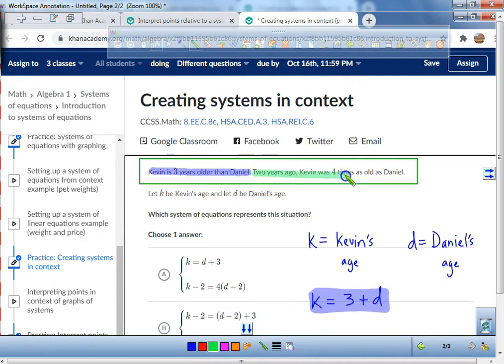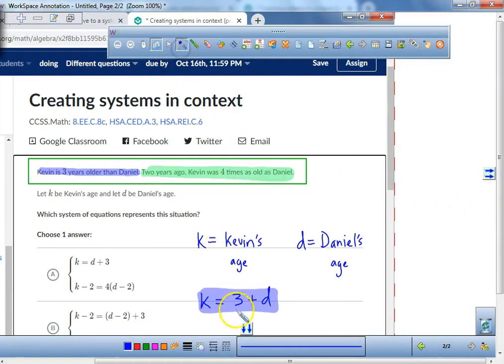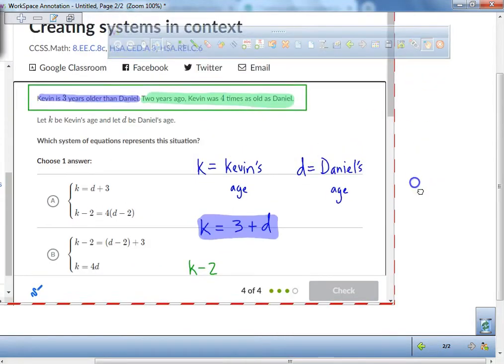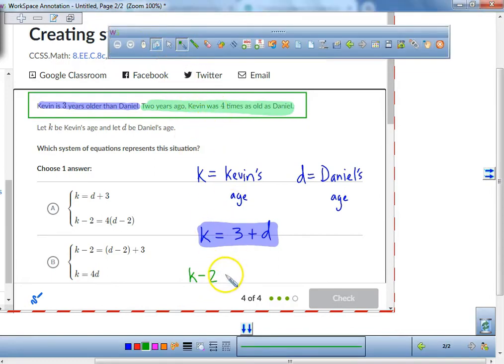2 years ago, would you guys agree that Kevin's age would be K minus 2? Does that make sense so far? Hopefully. So Kevin was, well, still equals 4 times as old as Daniel.